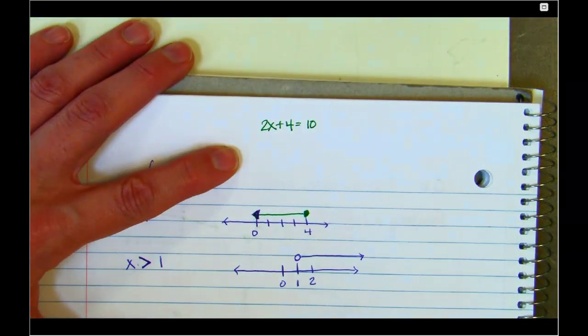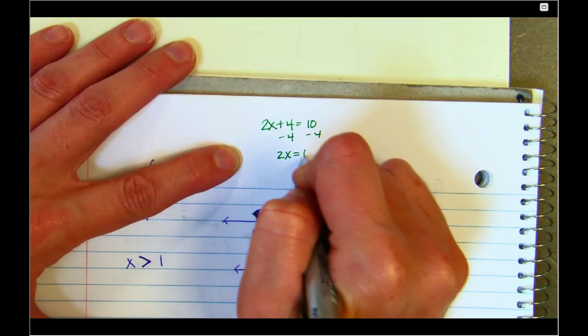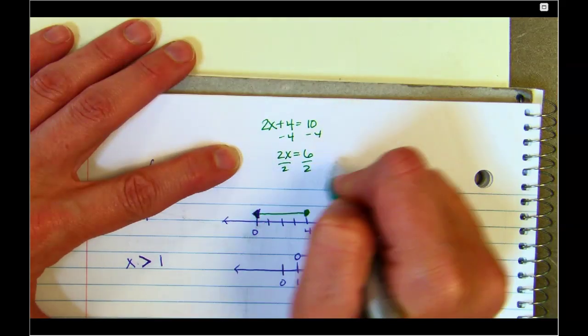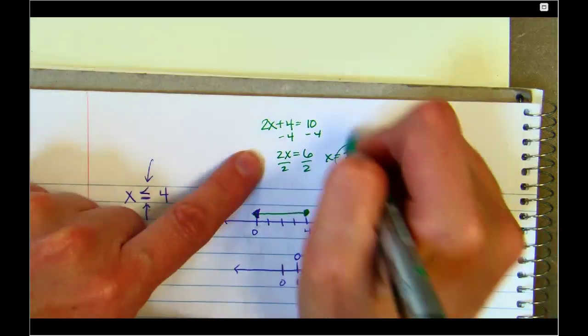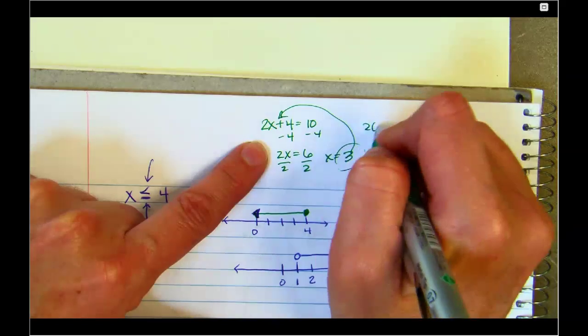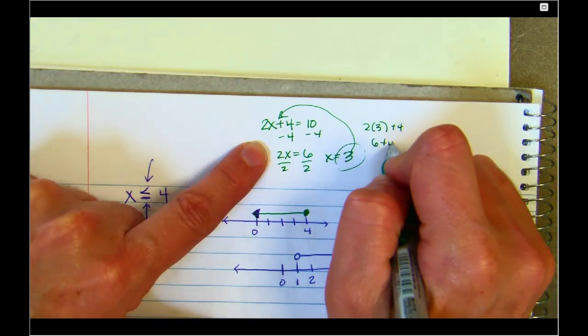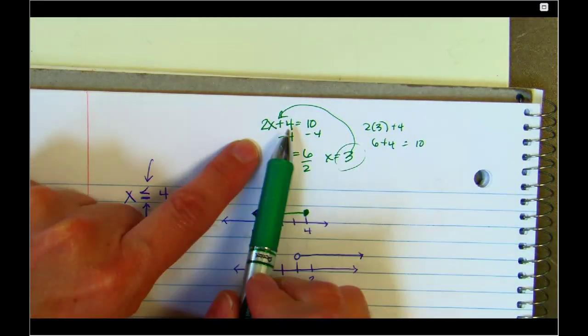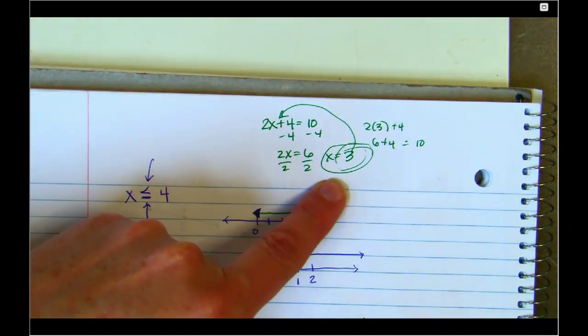Okay, we've solved enough of these. You guys know, subtract 4 and then divide by 2. And you get x equals 3. If you put this 3 back in here, you have 2 times 3 plus 4. What is 2 times 3? 6. 6 plus 4 is 10. There's only one thing that makes this true because it is an equation.